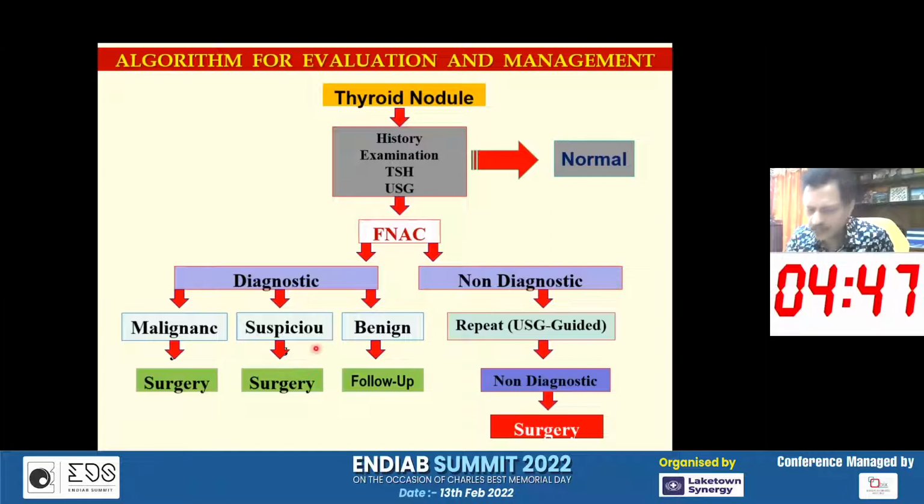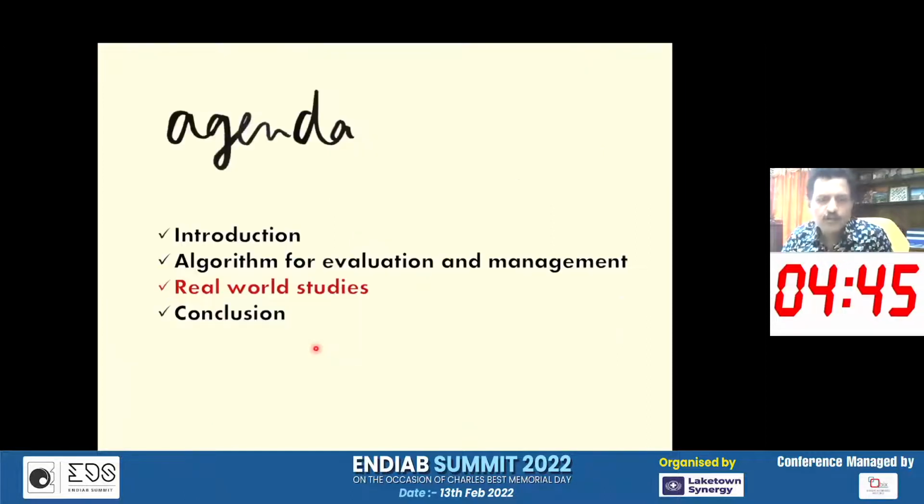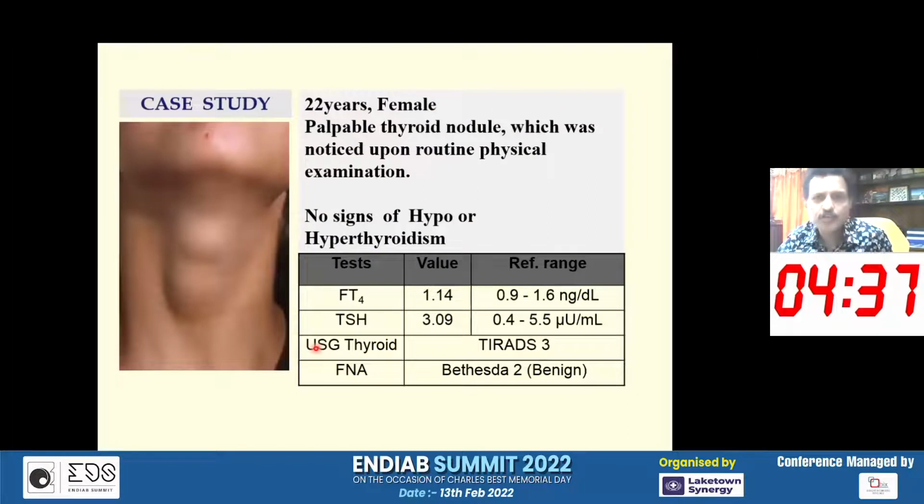and we'll discuss the suspicious lesion. Okay. So coming to the real world study, I'll show you 3 cases: one benign, one malignant, another a suspicious lesion. So this is a 22-year-old female, palpable thyroid nodule, which was noticed upon routine physical examination, no signs of hypo or hyperthyroidism. You can see the patient is euthyroid, USG shows TI-RADS 3 and FNAC shows Bethesda 2, which means that we are dealing with a benign lesion.